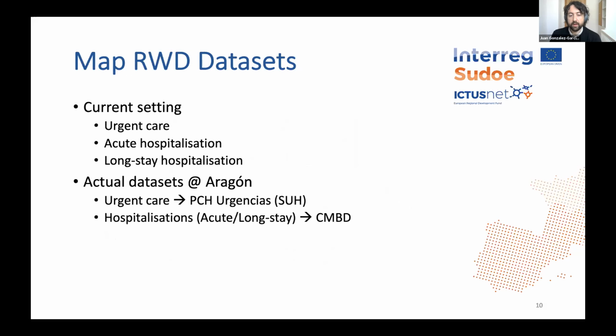Here in Aragon, we're able to map the urgent care events from our urgent care information system, which is called PCH Urgencias. And we were able to map the hospitalizations, both the acute hospitalization and the longest stay hospitalization, using the CMBD, which is the minimum data set provided at hospital discharge. It's a kind of claims data.